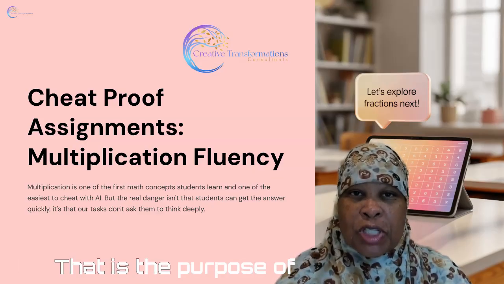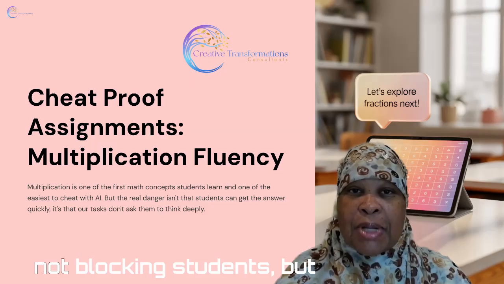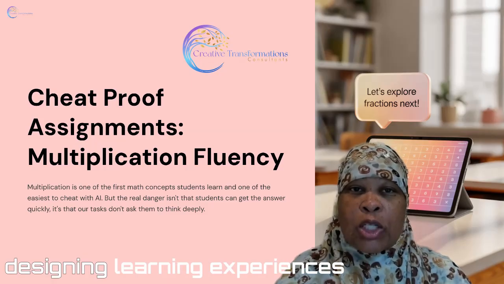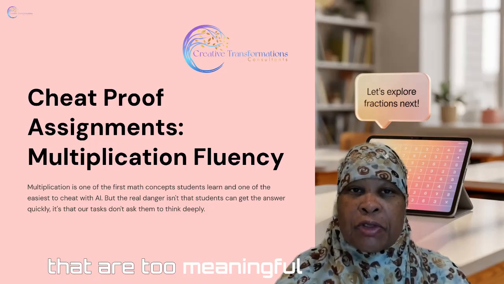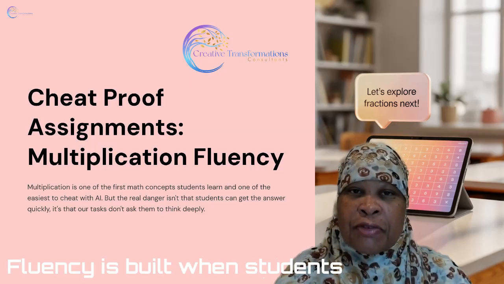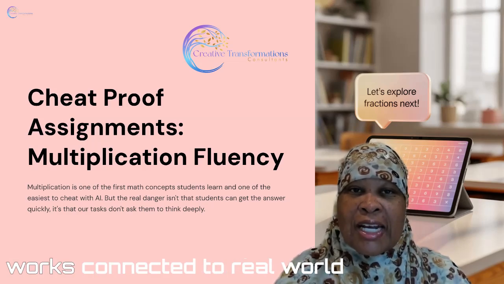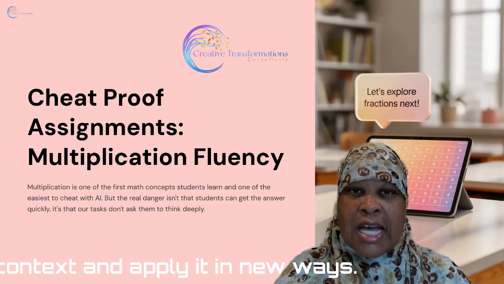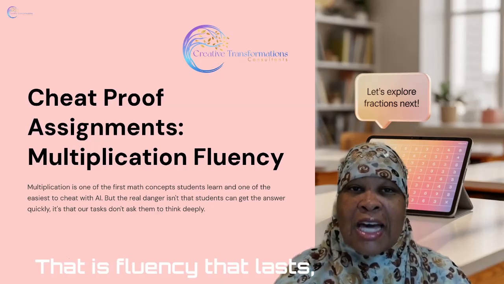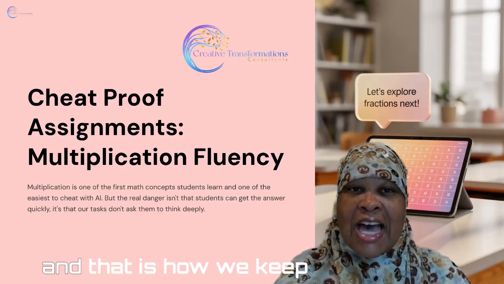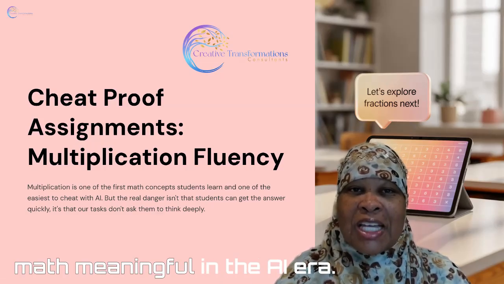That is the purpose of cheat-proof assignments, not blocking students, but designing learning experiences that are too meaningful and too layered to cheat. Fluency is built when students can explain why multiplication works, connect it to real-world context, and apply it in new ways. That is fluency that lasts. And that is how we keep math meaningful in the AI era.